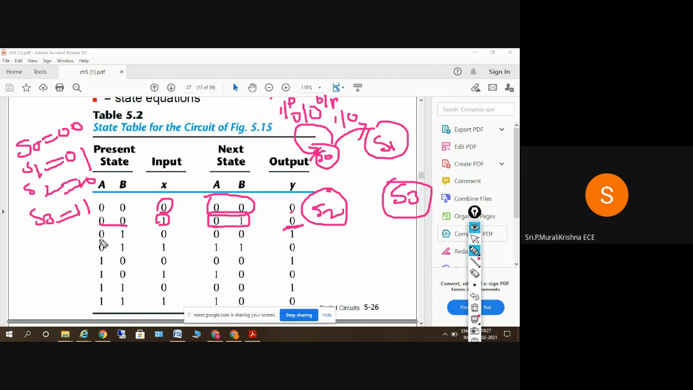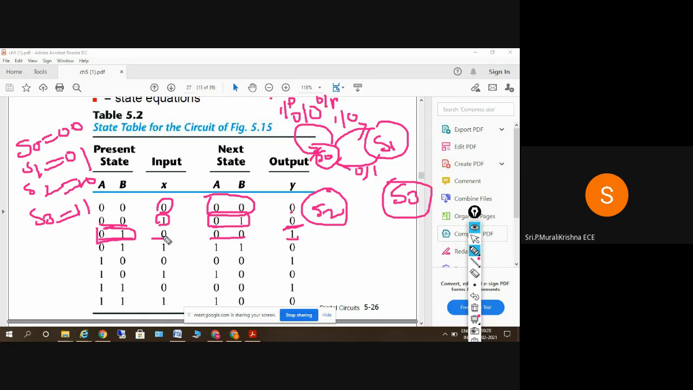In the same way, from 0 1, if the input applied is 0, it will go to the state 0 0. So this is from S1. If I apply an input of 0 here, what is the output? The output is 1 here. From S1 it goes to 0 0 when input is equal to 0. Clear? Yes, sir.